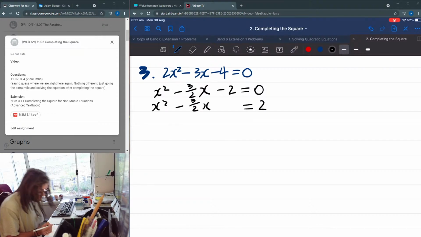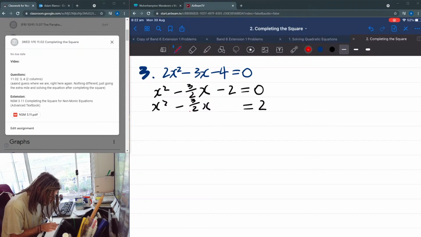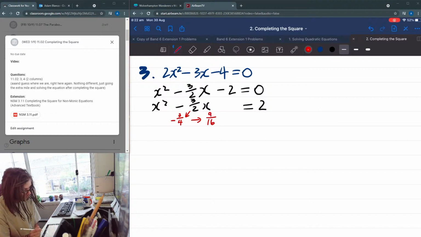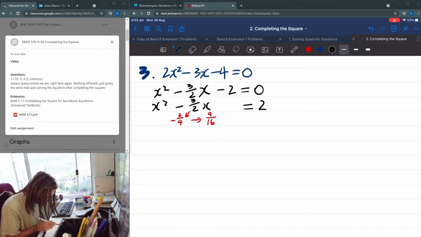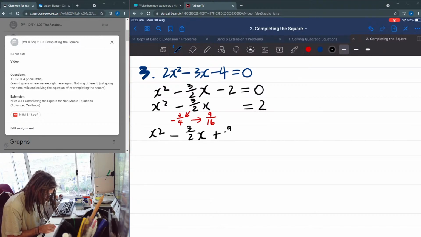Equals 2. So now what I need to do is halve it. So I halve this, that's going to be minus 3 on 4. And then square it, so 9 on 16. And that's what gets added on. So x squared minus 3 on 2 x plus 9 on 16. And I also add it to the other side.